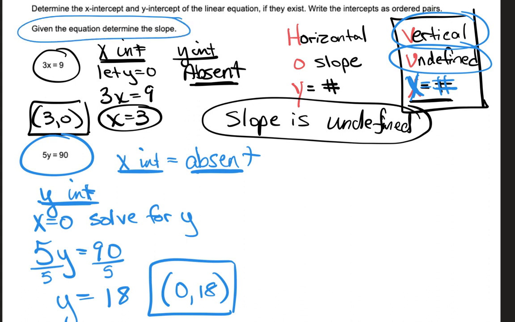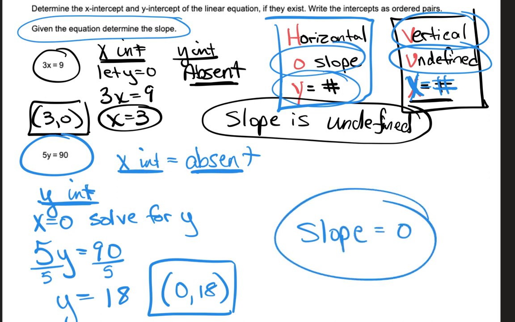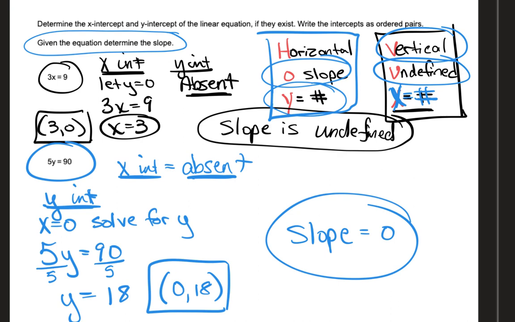And the second thing it asked for is determine the slope. Well, remember over here, when it's the hoy part, when it's y equals, which it is, that means the slope is 0. So slope equals 0. Okay, I'm definitely scribbling all over the page on this, but I hope that makes sense. I combined a couple of problems into these.